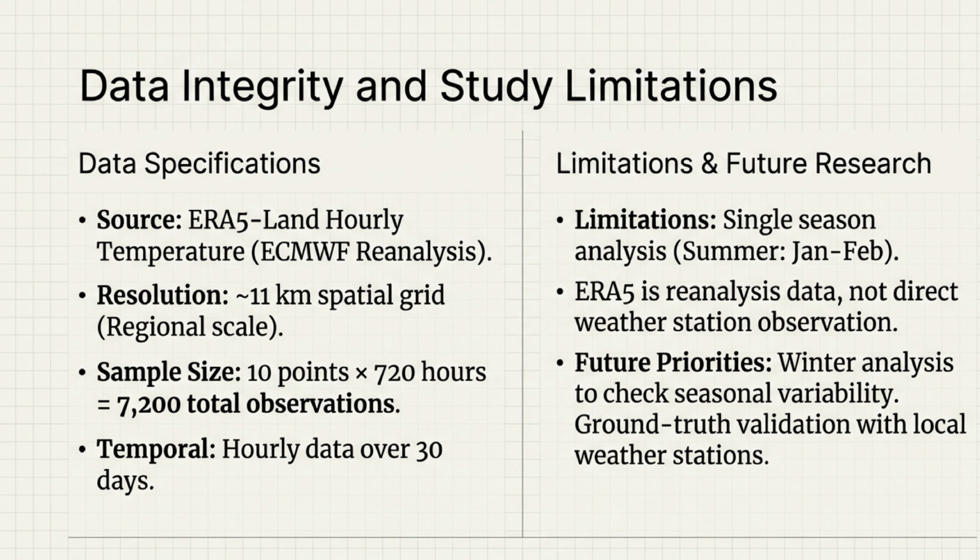This LCZ composition is essential for interpreting our temperature results. The majority of Johannesburg consists of vegetation and low-rise development, with limited compact built zones. Understanding this baseline helps us identify where thermal inequities emerge and why certain neighborhoods experience such different heat exposures.